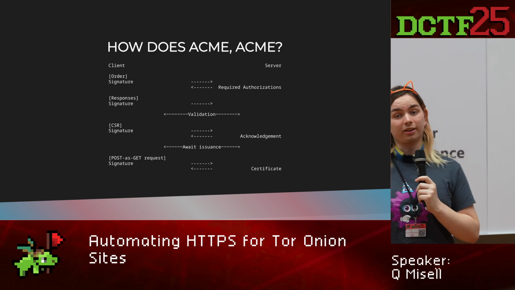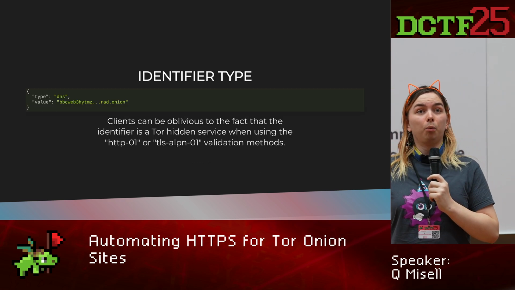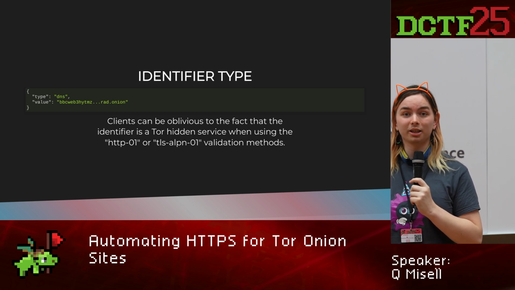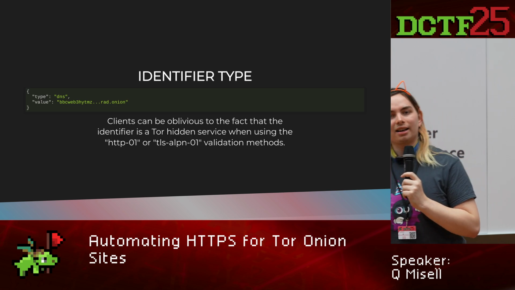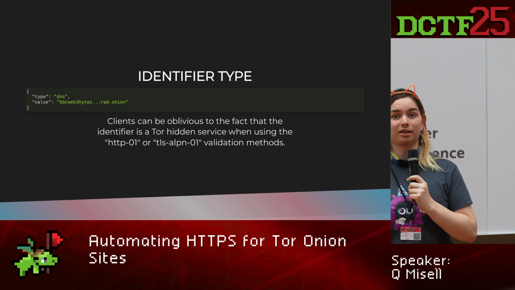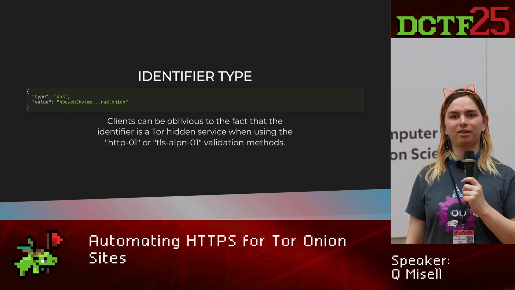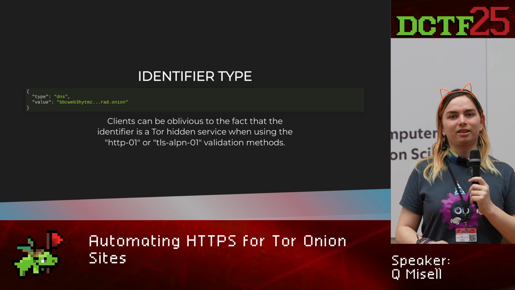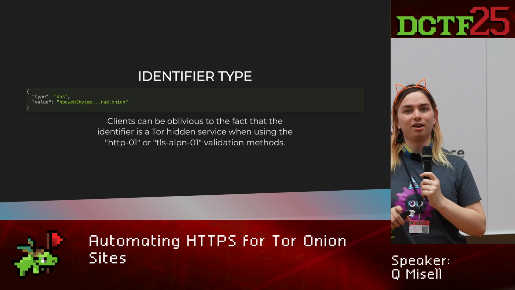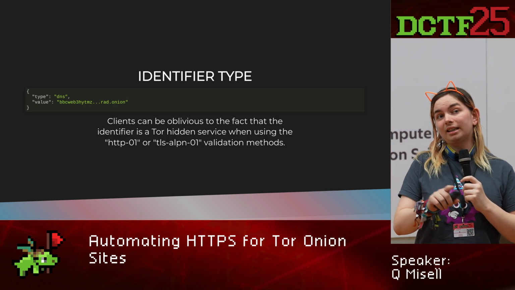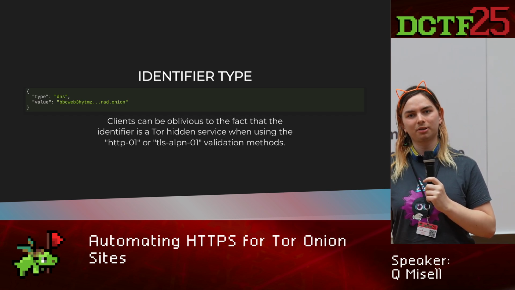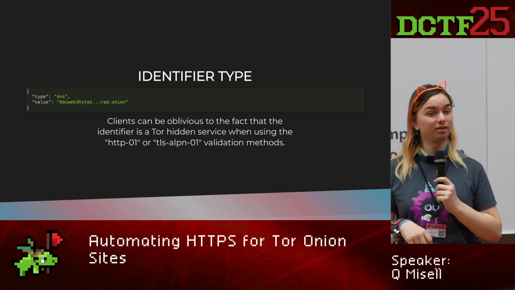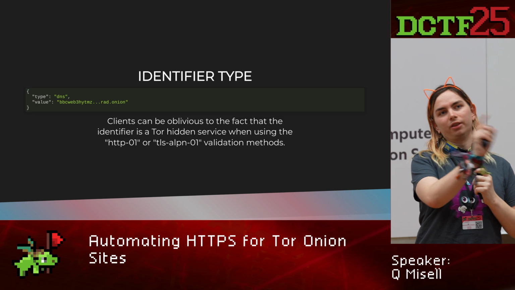So one of the things that goes in the order request, as I said, is what you want the certificate over. This is called an identifier type. Now, most commonly, this will be type DNS, which is a DNS value. And there was some debate in the standardization process about whether a .onion counts as a DNS identifier type. It was eventually decided that yes, it does, because then a client does not really need to care about the fact it's dealing with a different kind of website if it's using the HTTP-01 or TLS-ALPN-01 validation methods, which are effectively the 'you put this file here' methods.